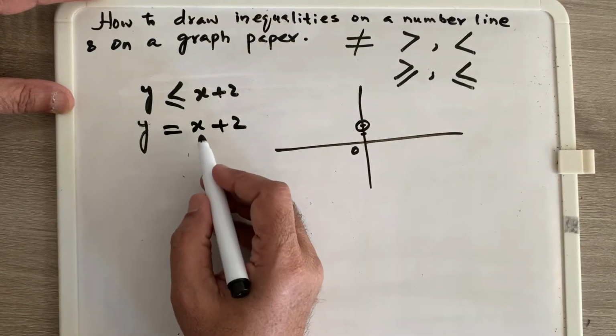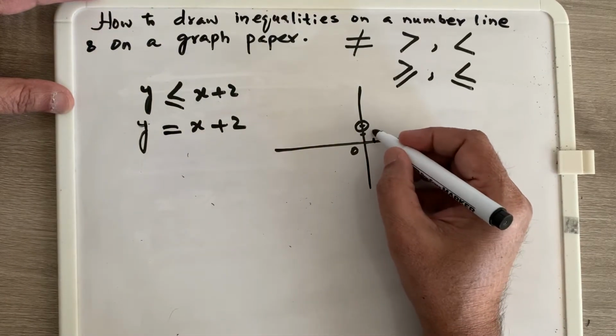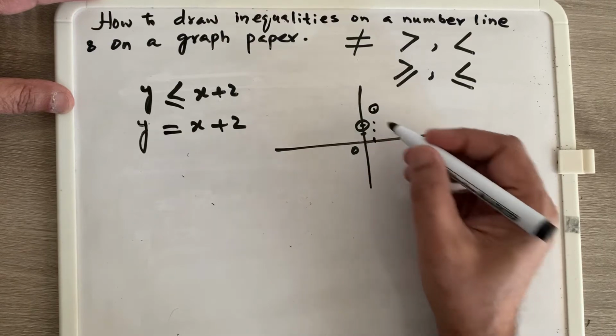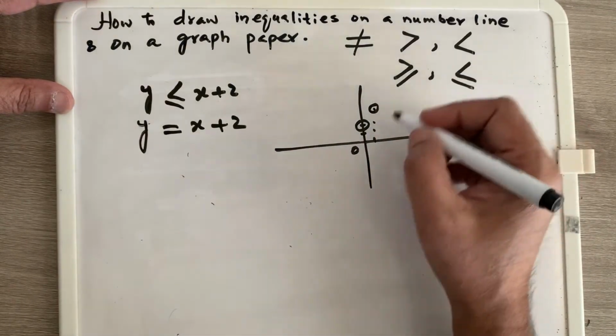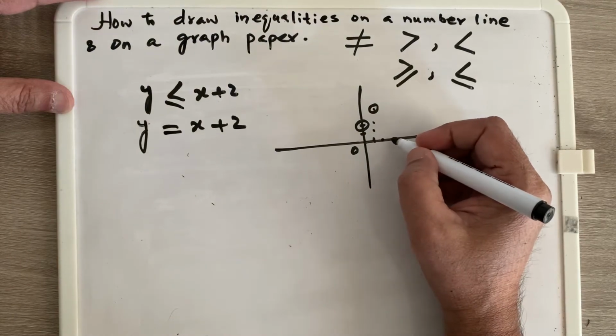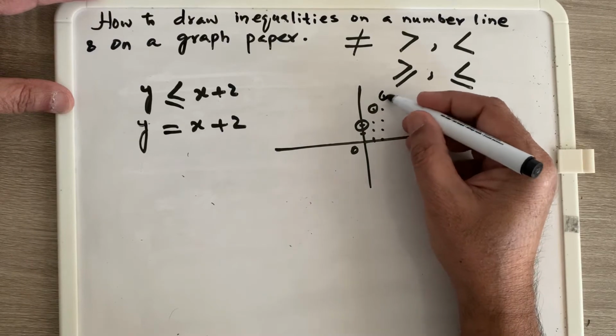Second, if I put x is 1, then my y is 3. So 1, 1, 2, 3. This is my second point. And if I put 2, my y is 4, so on and so forth. So 1, 2, 3, 4. This is my third point.